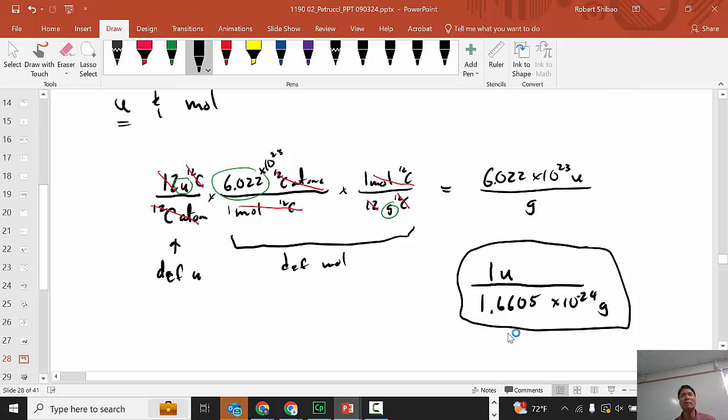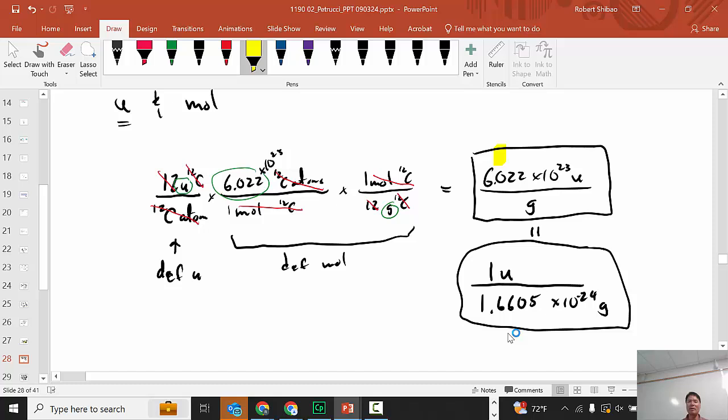Which one's easier to remember? They're both the same. Which one's easier to remember? The top one. So if I were to remember one, I'd remember the top one. It's very easy to remember.